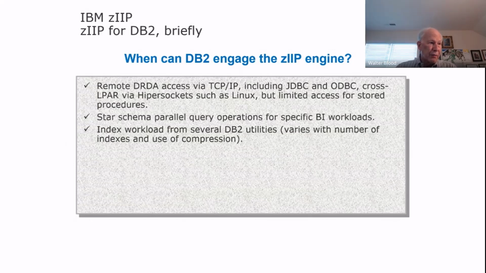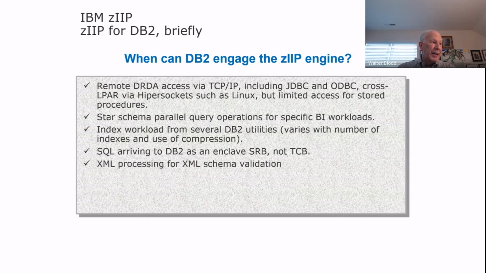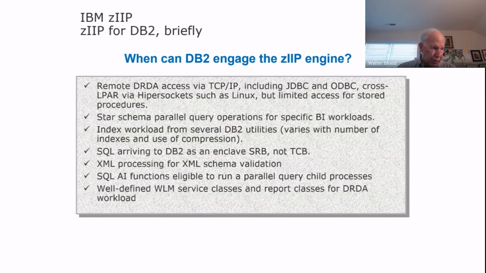Depends upon the number of indexes that you're actually doing and the use of compression. SQL arriving to DB2 as an enclave SRB. It's already set up to run in the zIIP, and consequently, it will be moved to the zIIP if the zIIP is available. XML processing for XML schema validation, SQL AI functions, these new ones that are coming out in the z16. If they're eligible to run for parallel query child processes, yes, they can be moved and run in the zIIP itself. Any well-defined workload manager service class and report classes that are set up for DRDA workload will run in the zIIP, provided the zIIP is available.